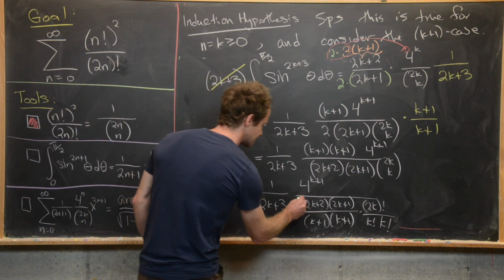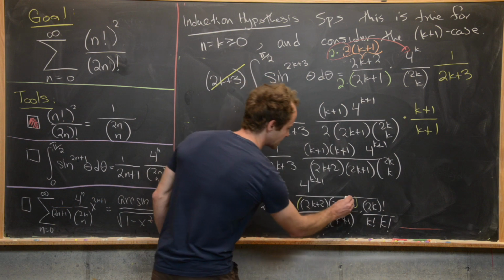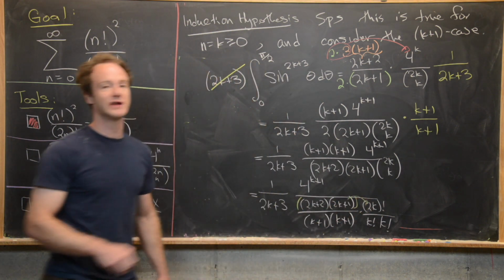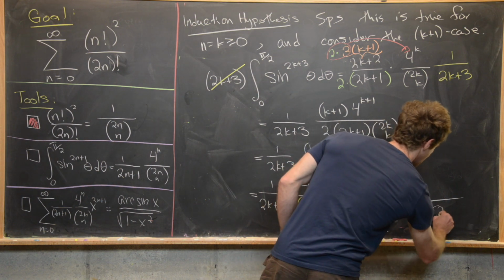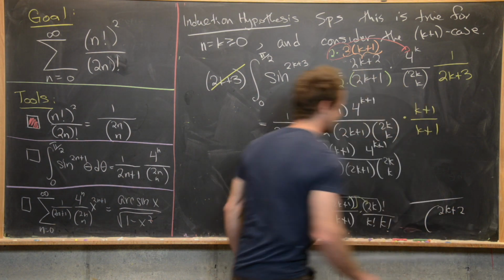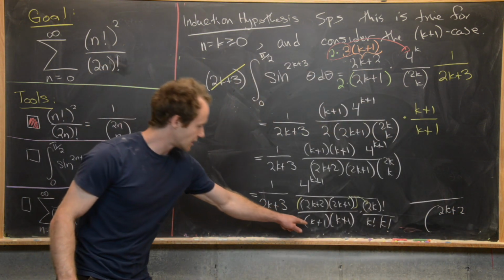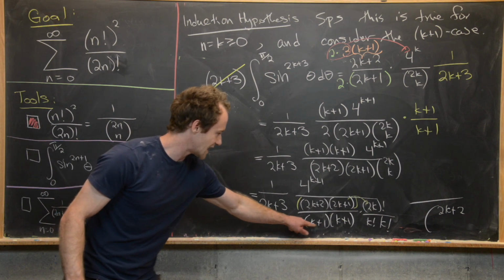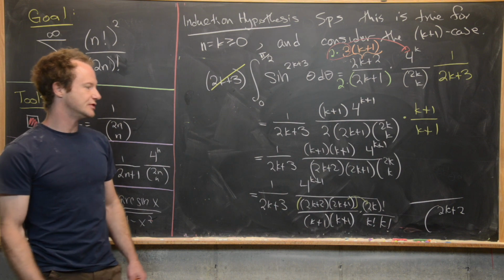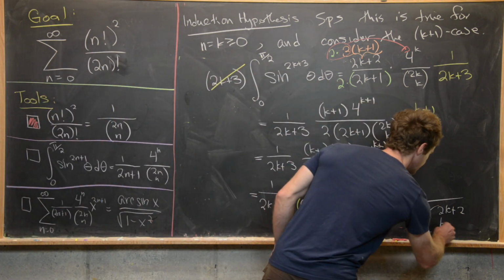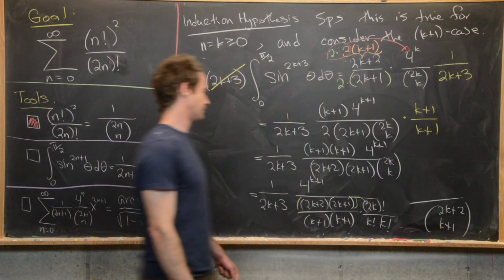We can take this 2k plus 2 times 2k plus 1, combine it with the 2k factorial, and that will give us something that looks like 2k plus 2 choose. We'll look at what we have here. We can take this k plus 1 and this k plus 1 and connect it with those 2k factorials. So we have choose k plus 1.